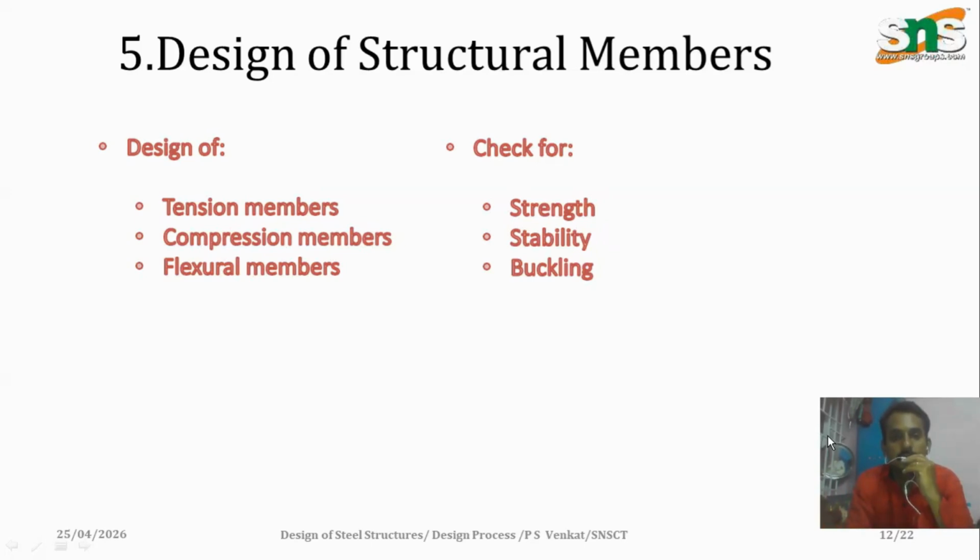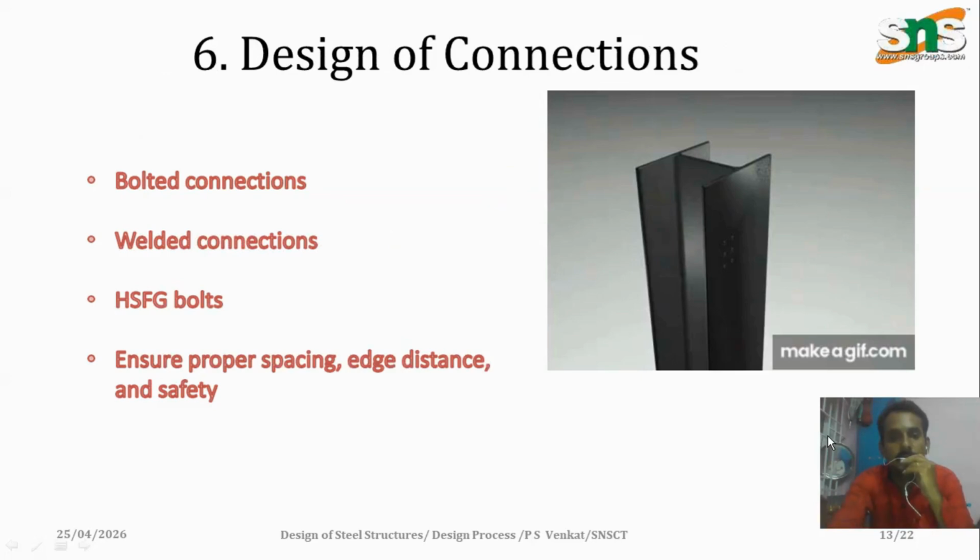So next step is design of structural steel members. In this step, we design individual members like beams, columns, and trusses. We ensure each member can safely carry the loads without causing any failure. Next step is design of connections. Connections are equally important. Even if members are strong, weak connections can lead to failure. So we design bolts and welds carefully.